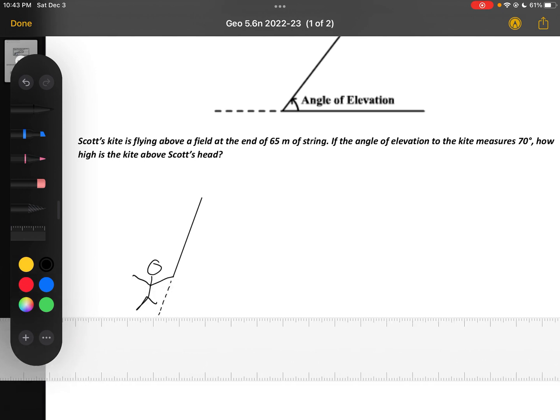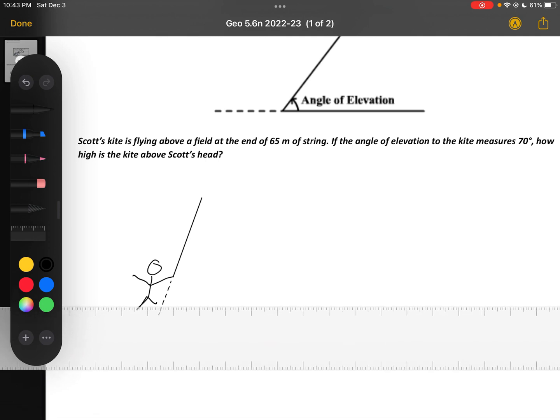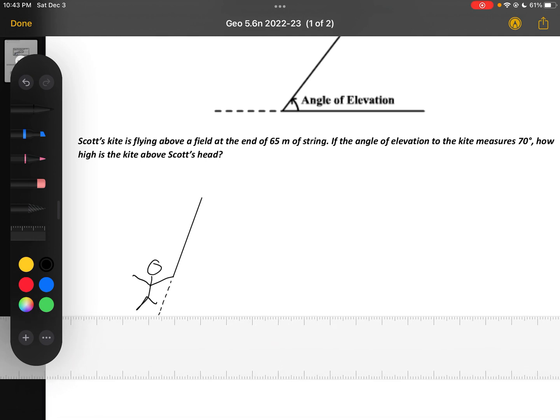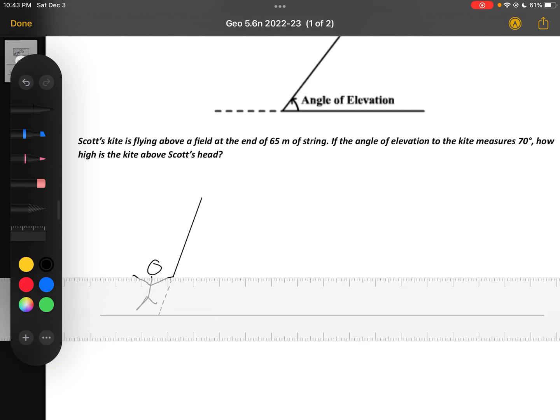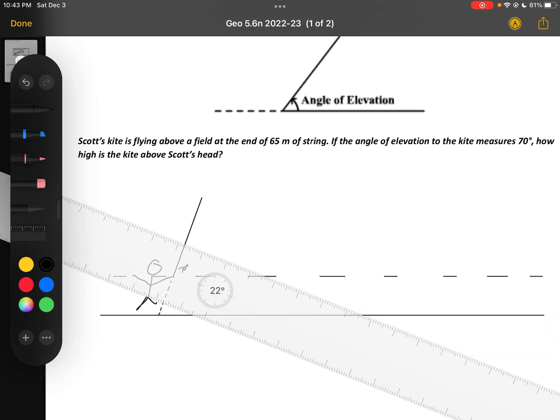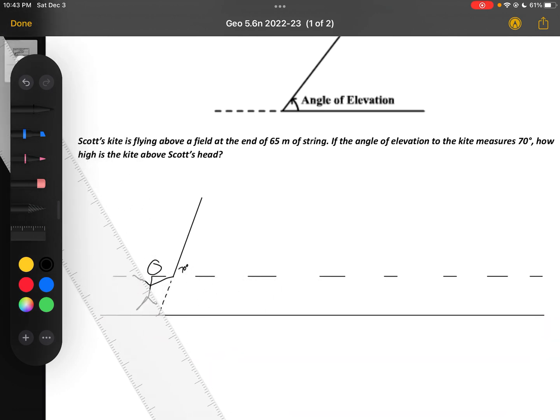And then we'll have our plane, our distance here, that helps us out. So there's one option for our plane, and then we can also put where the string starts as a second option for the plane as well. And then we know that this is 70 degrees. And then here is Scott's kite, just flying in the sky.